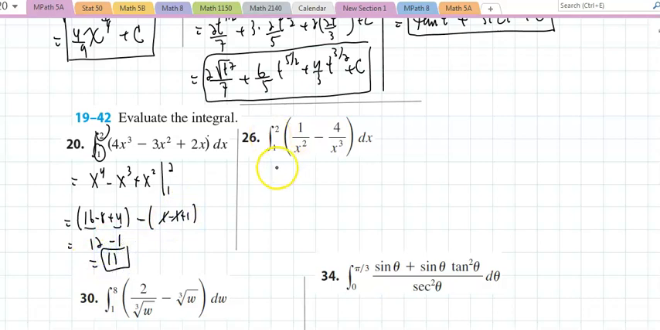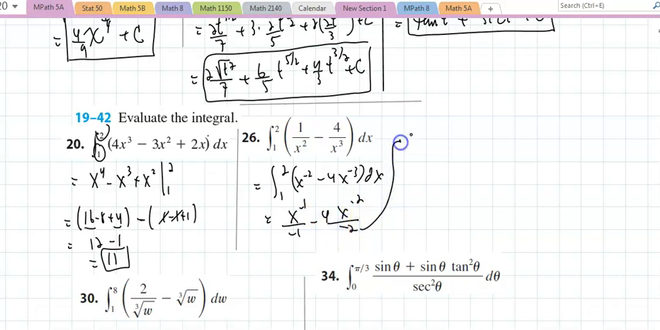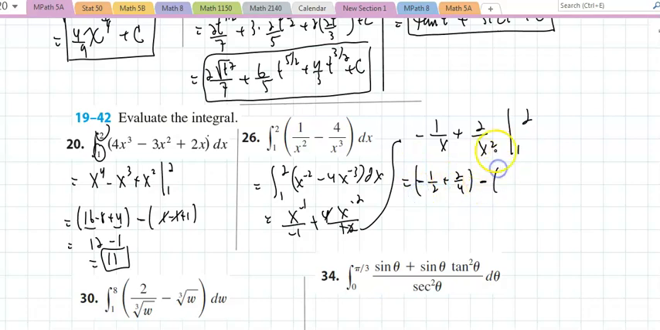Another definite integral. This would be the integral from 1 to 2 of x to the negative 2 minus 4x to the negative 3 dx. Add 1 to the power, divide by that. Add 1 to the power, divide by that. That is negative 1 over x plus 2 over x squared evaluated from 1 to 2. Throw the 2 in. That's negative 1/2 plus 2 over 4. Throw the 1 in. Negative 1 over 1 plus 2 over 1.